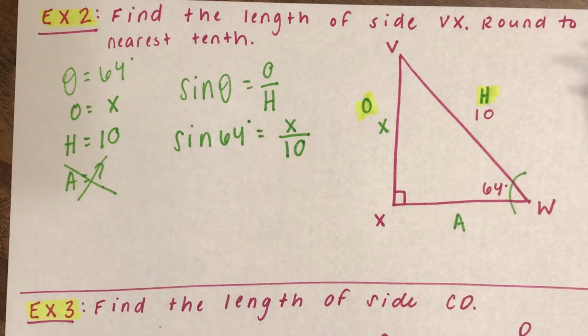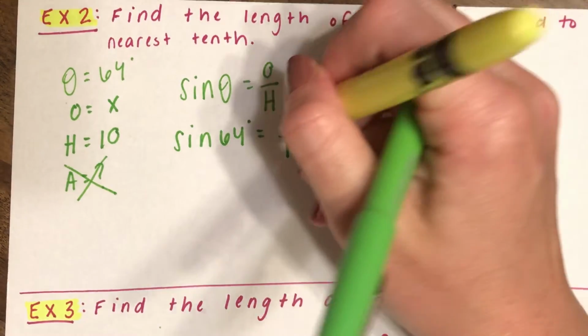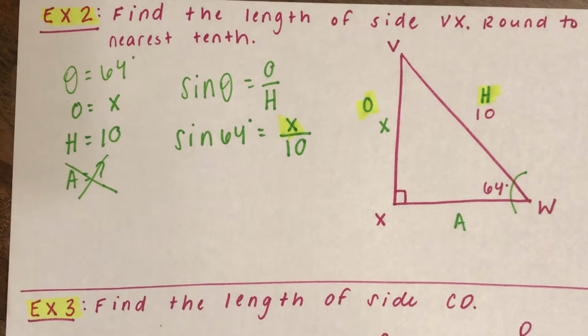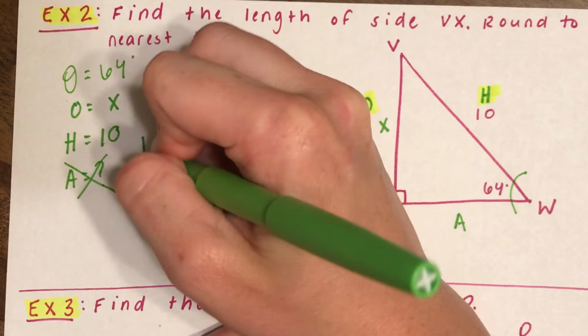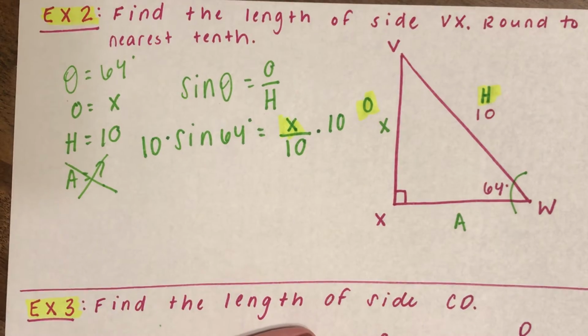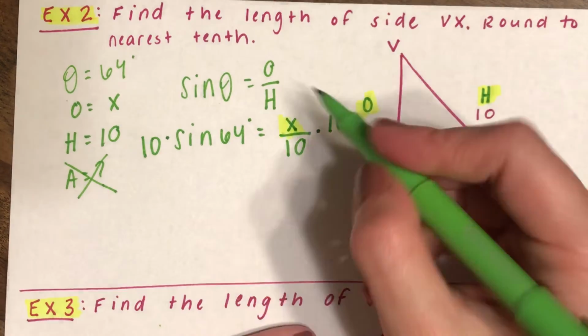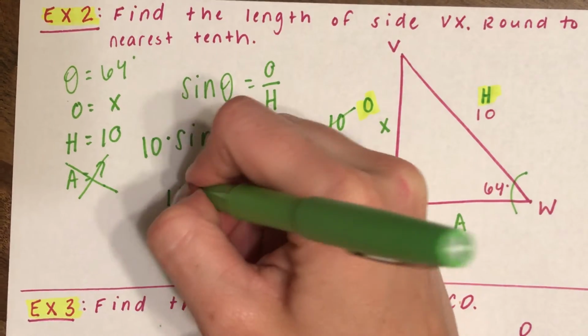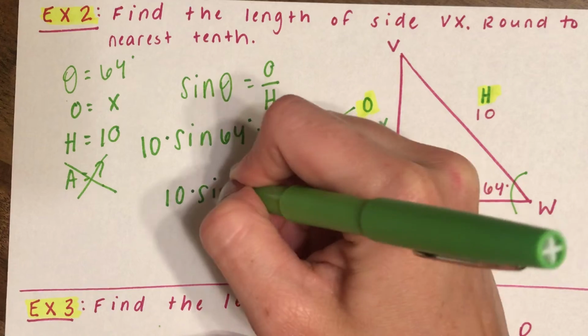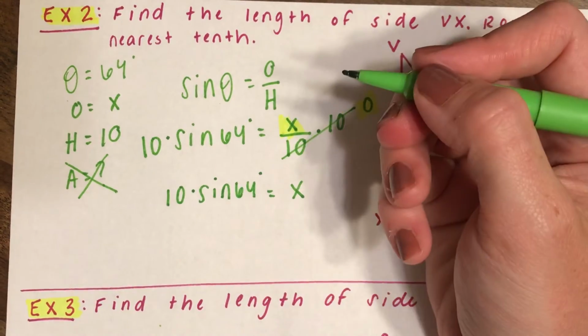And then in the same way on the last question, we use an inverse operation to get x by itself. Since we have divided by 10 here, we're going to do the same thing and multiply by 10 on both sides. Okay, this is going to cancel out, and I'm left with x is equal to 10 multiplied by the sine of 64 degrees.